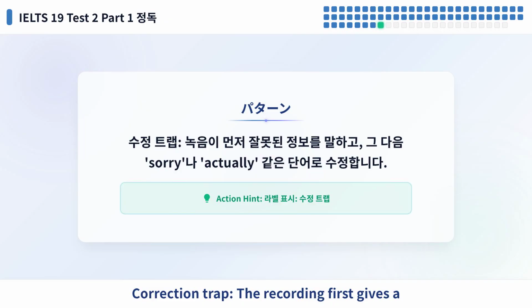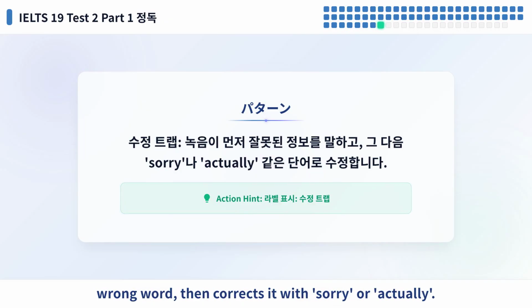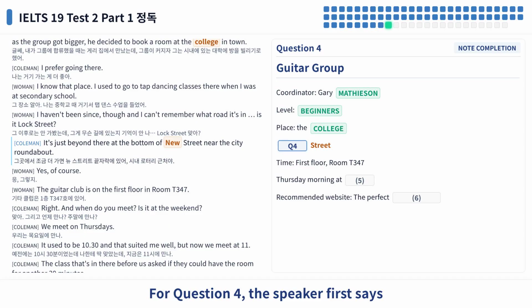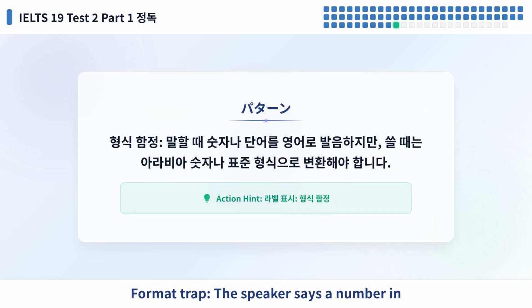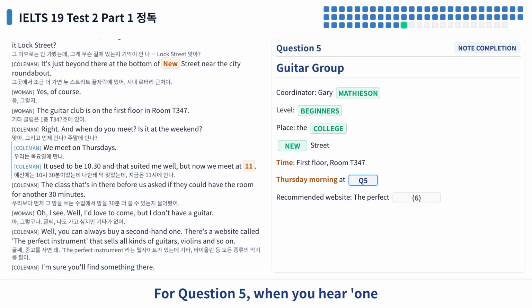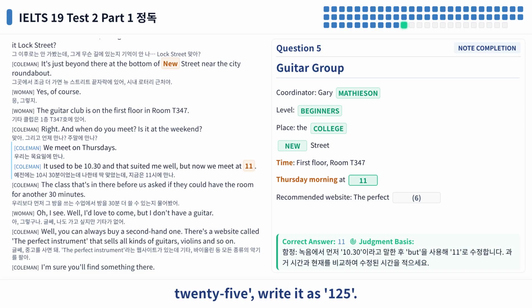Correction trap. The recording first gives a wrong word, then corrects it with sorry or actually. For question 4, the speaker first says March, then corrects to April. Listen for the change. Format trap. The speaker says a number in words, but you need to write it as digits. For question 5, when you hear one hundred twenty-five, write it as 125.